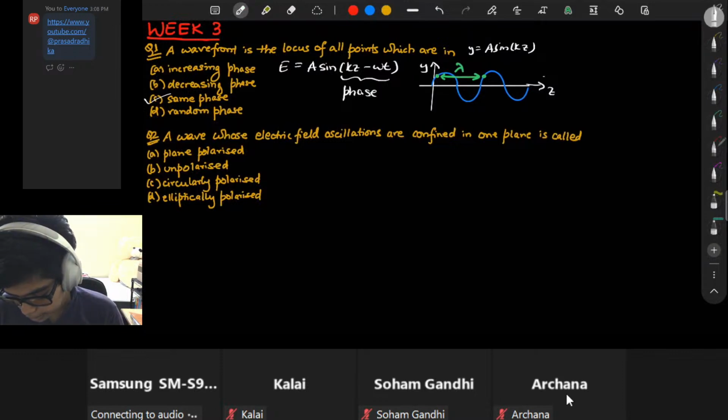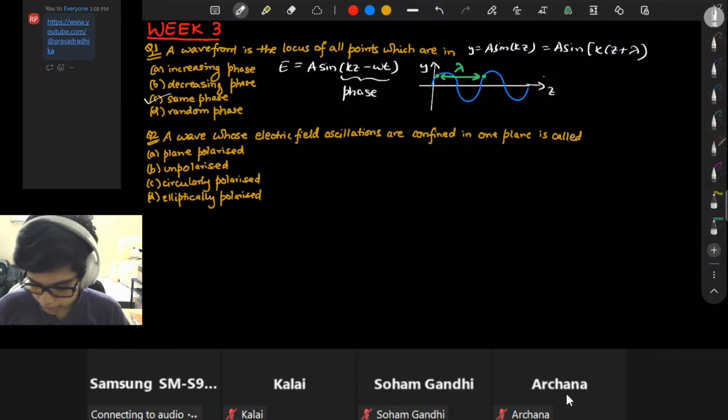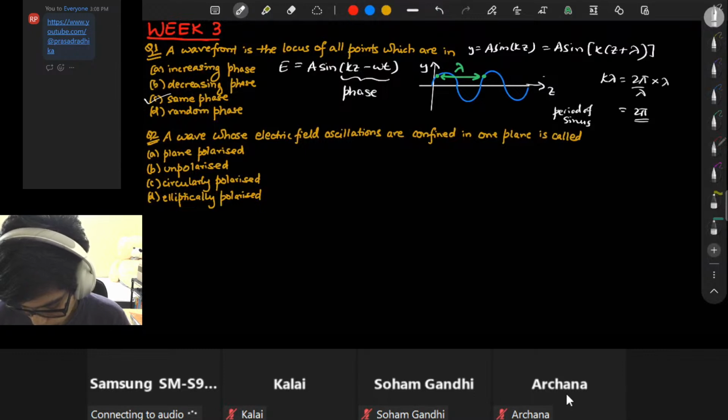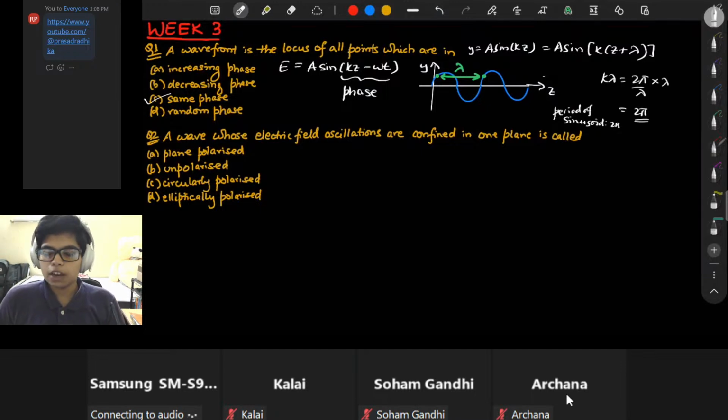So why does this happen at one wavelength? That's because, for example, A sine(kz) is equal to A sine(k(z plus lambda)). After lambda distance, the phase will repeat itself. This is because k lambda is equal to 2 pi by lambda into lambda, which is 2 pi, and sinusoids are periodic in 2 pi. So the period of sinusoidal functions is 2 pi. Every sine or cosine function repeats itself after 2 pi. That's how you will be able to construct the wavefront.